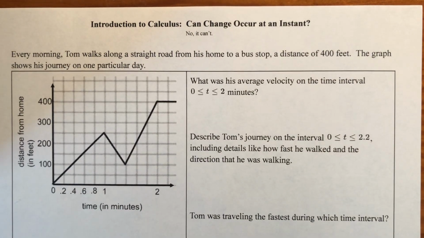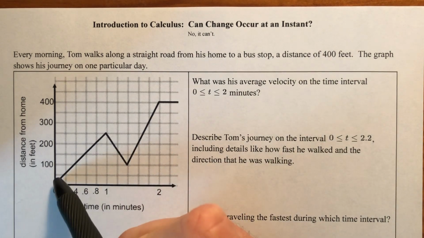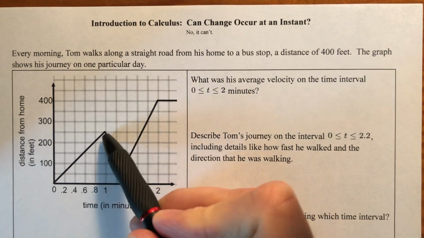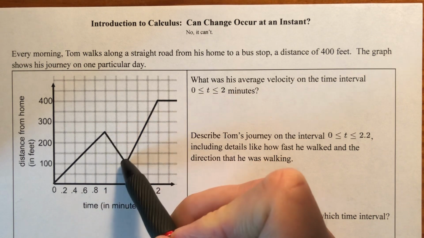So here goes Tom. Tom's walking, and he's going to walk a distance of 400 feet from his house, and this is his time in minutes. And as he walks, he is walking from home. So like at this point, which is 1 minute in, he is 250 feet from home, right? And then he's going this direction.